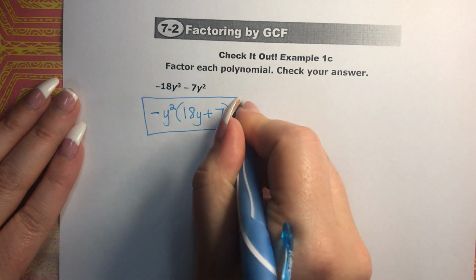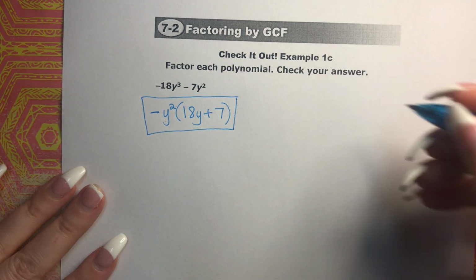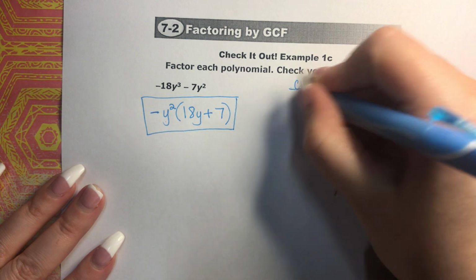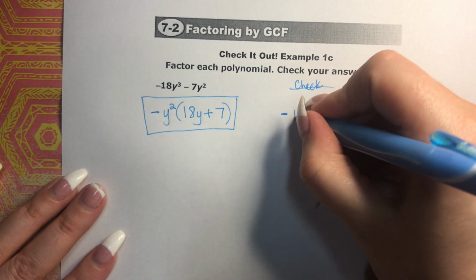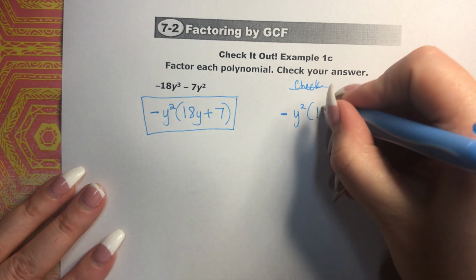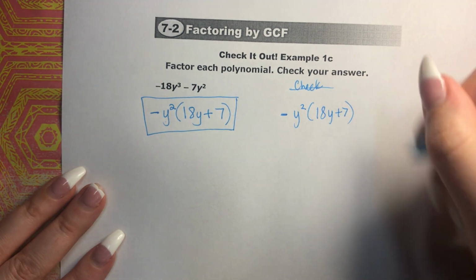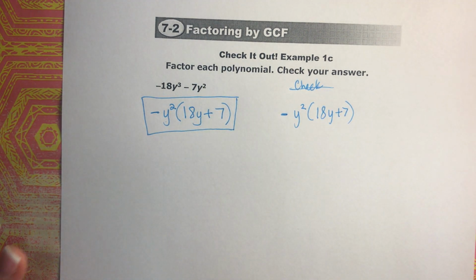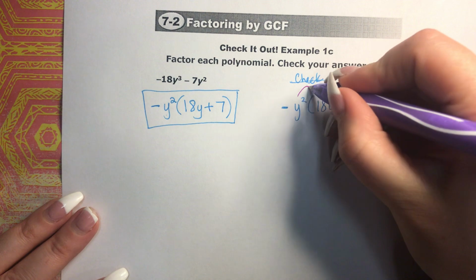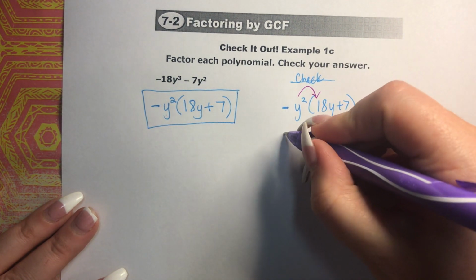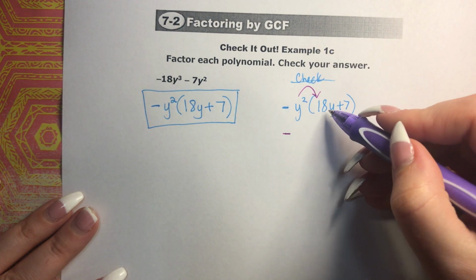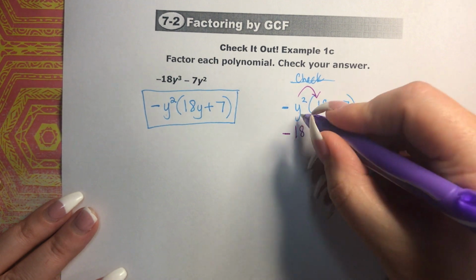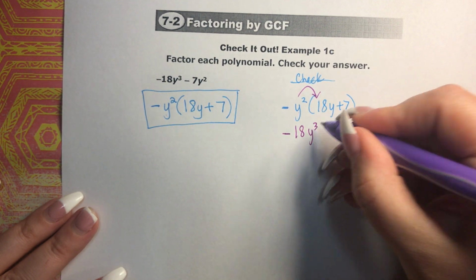So if you got that one right, great job. But remember, you had to check it. So we're going to write the word check. We're going to rewrite this: negative y squared multiplied by the quantity 18y plus 7. And then we're going to do that distributive property twice. So a negative times a positive is a negative y, and then there's a number, 18. Y squared times y is y cubed.